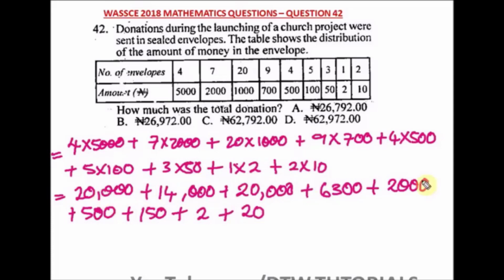Okay, so if you punch in your calculator, you add all these figures, we are going to get 62,972 naira. Okay, this is our answer, and our right option here is option D.